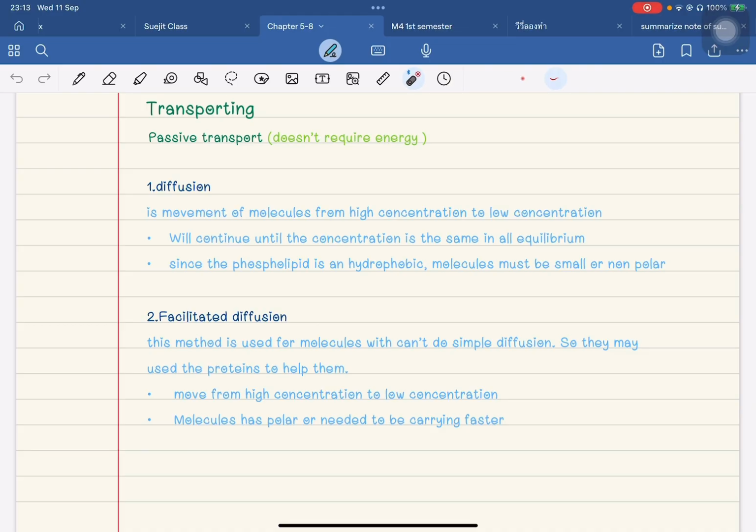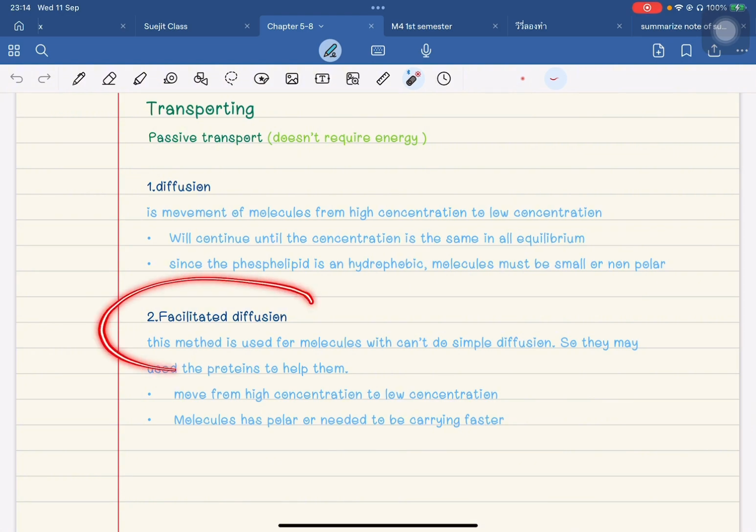And since the phospholipid is hydrophobic, the molecules that use this process, diffusion, must be small, or they can be non-polar, because the phospholipids are non-polar, so the molecules that can get through the phospholipids should also be non-polar.